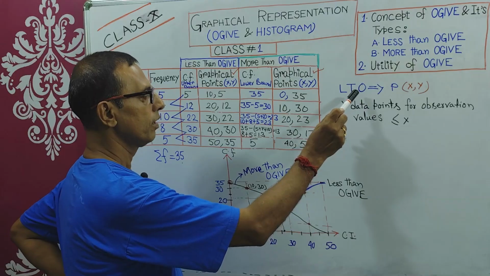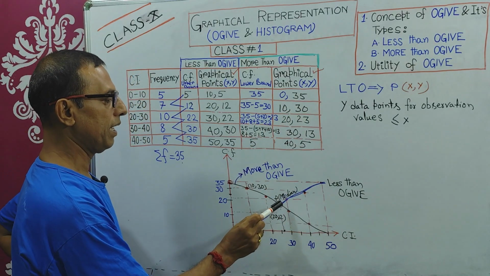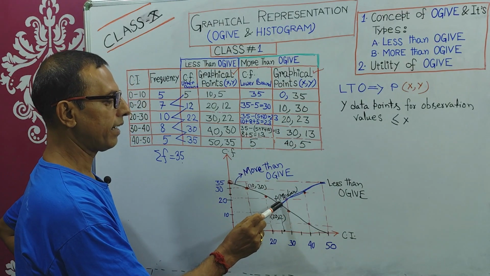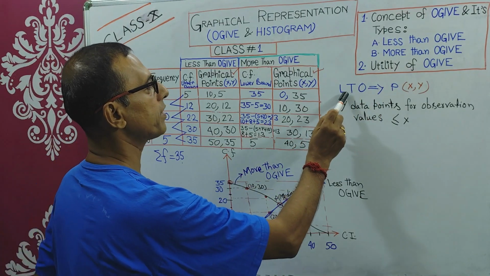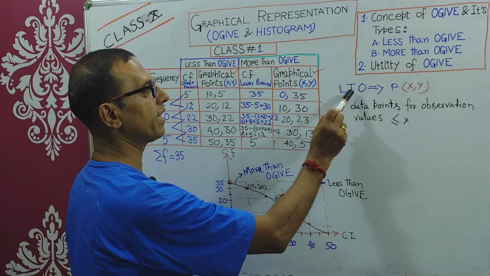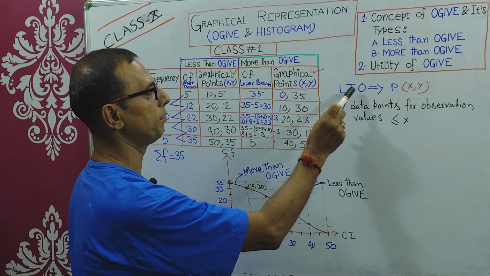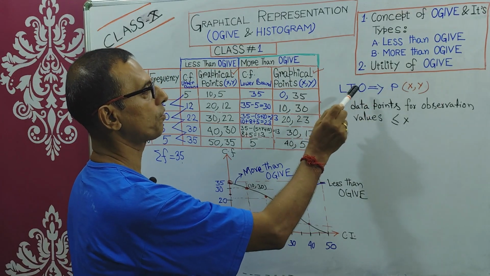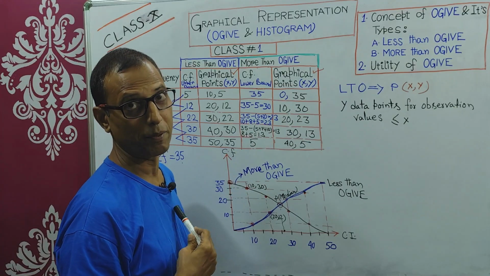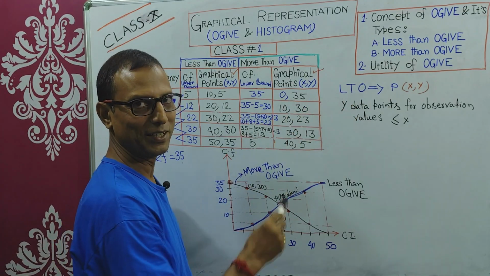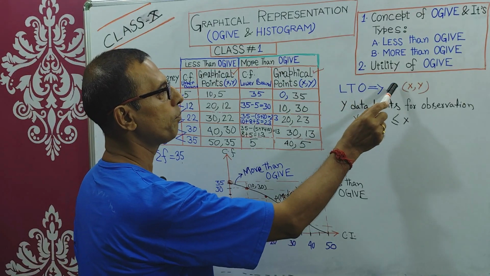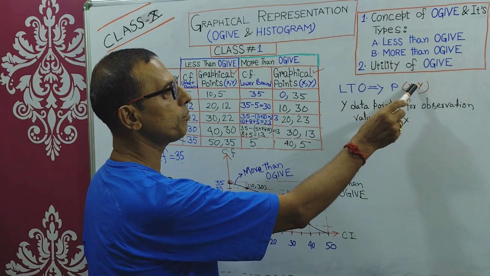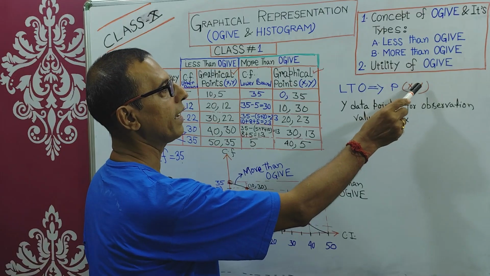So, let's say the name of the point is P, and the coordinate of this point P is (x, y). With respect to less than ogive, which I am simplifying as LTO, just my personal perception, there is nothing called LTO. Just for your understanding, I am saying less than ogive, point P. Let's assume the coordinate of point P is (x, y).